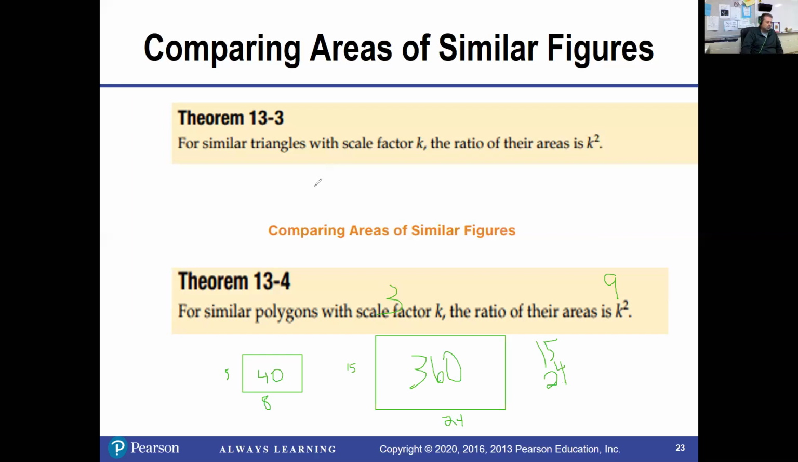Same thing with the areas of a triangle. If you know the area of a triangle, then you take the area. If the scale factor, let's say, is 4, then the area scale factor is going to be 16, 4 squared. So if the area of this triangle is 3, that would mean the area of the other triangle would be 3 times 16, which would be 48. And then you're done. Simple as that.